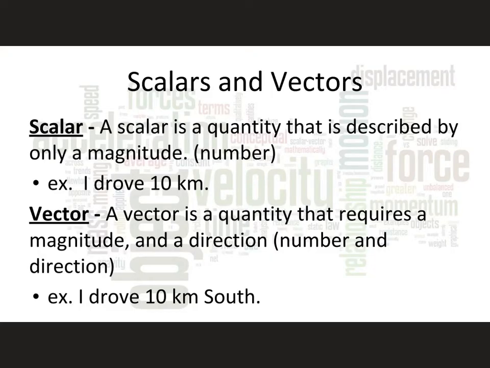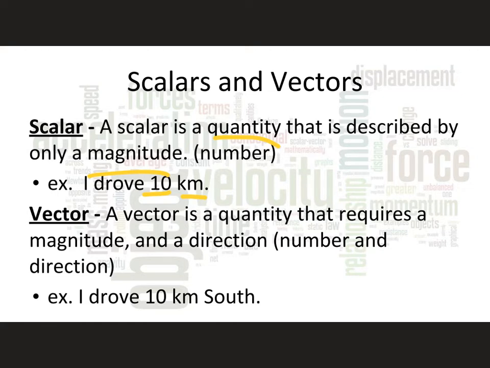So here's the definitions of scalars and vectors. Notice a scalar, it says, is a quantity that is described by only a magnitude. That might be difficult because of quantity and magnitude. Quantity just means you have something. So if I have a unit, this is kilometers, that means I have an amount of kilometers. That's a distance, right? And then a magnitude is the number of them. So 10 kilometers means I have 10 of those kilometers.